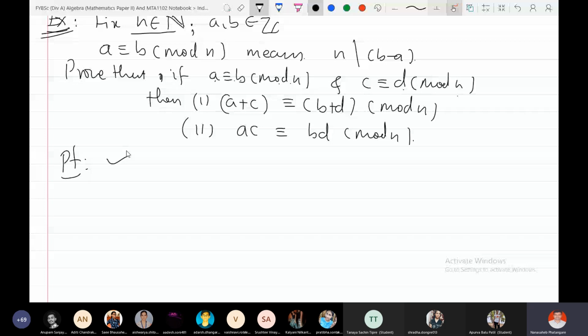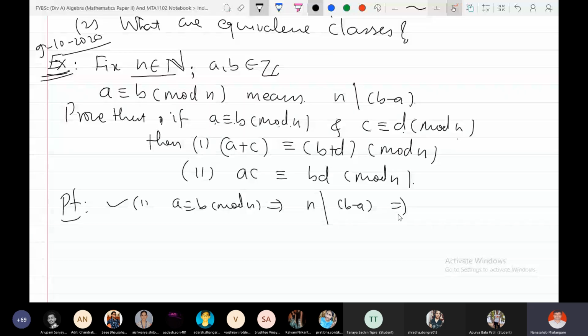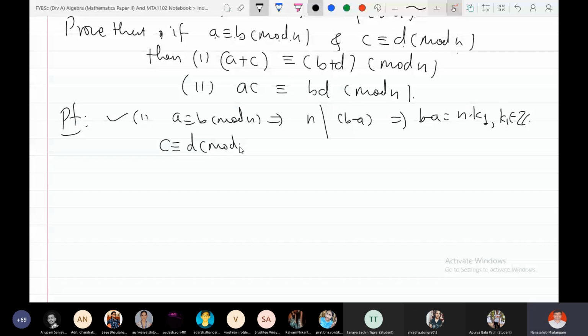n divides B minus A, and so B minus A is n times some k1, right? For some integer k1. Now C is congruent to D modulo n means what? n divides D minus C. Therefore, D minus C is n times k2.